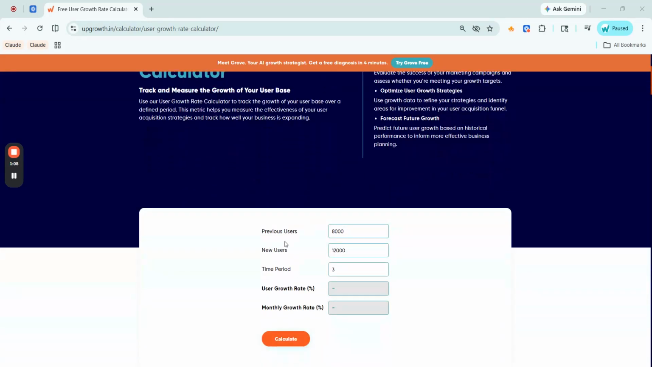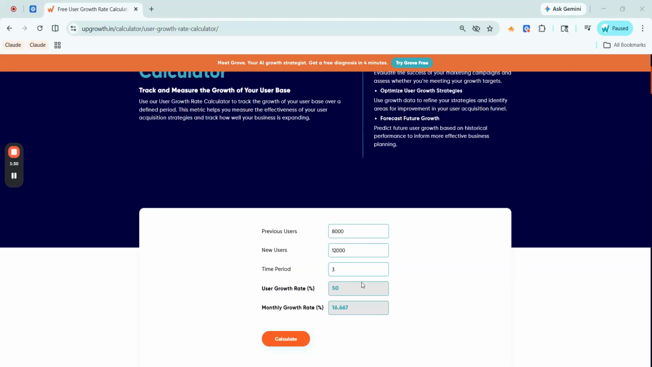The first is previous users, the total user count at the start of that period. I've entered 8,000 there. New users is the total user count at the end of the period, that is around 12,000, and time period is the number of months between the two data points. I've entered 3 there. Now let's hit calculate.